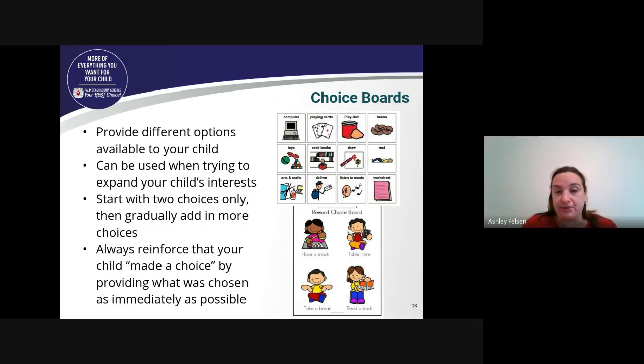If you look at the examples, the top one has a lot more choices. There's computer, playing cards, Play-Doh, etc. So those are all different things that a child might be working for. The bottom is a little bit smaller. This might be a younger student or someone who can't handle as many choices, but this is just have a snack, tablet time, take a break, or read a book. These are really helpful, especially right now throughout the day, just because it gives your child even a little bit of control in what type of reward they're working for.